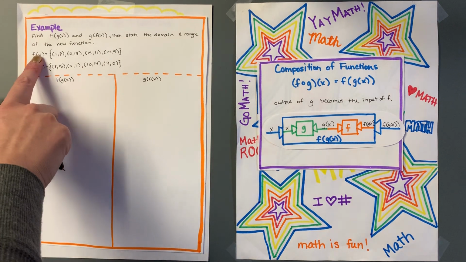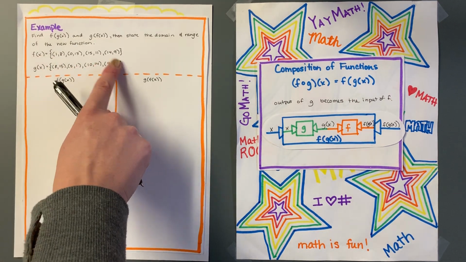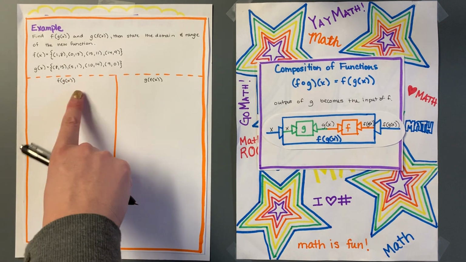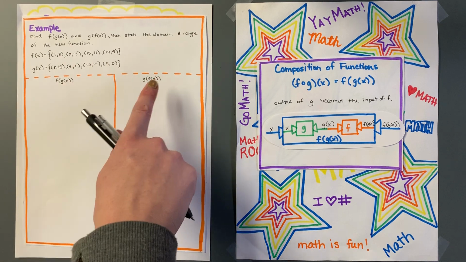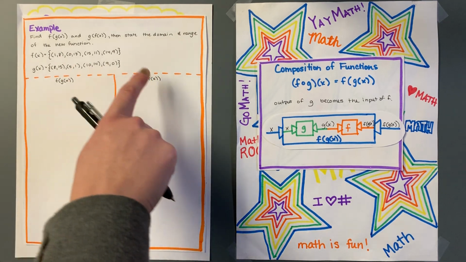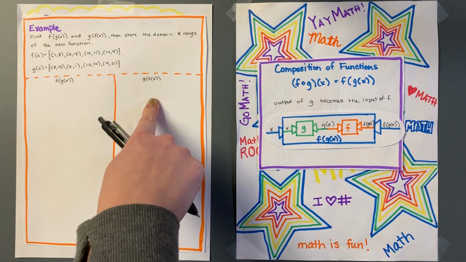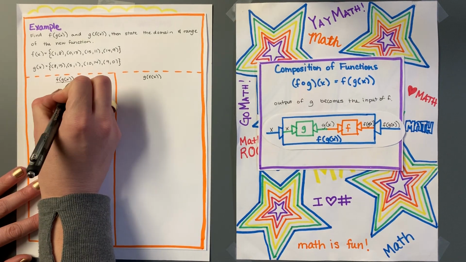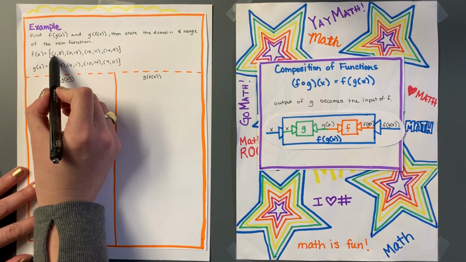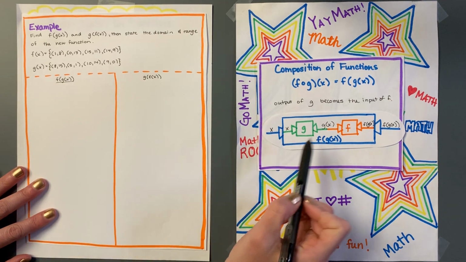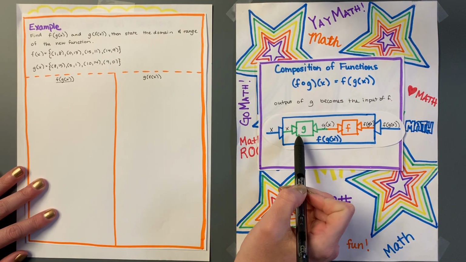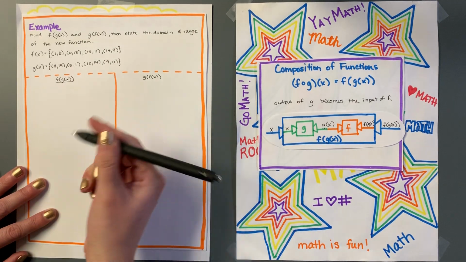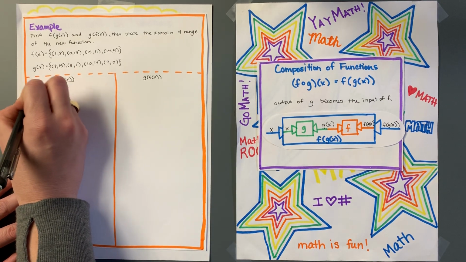Here I have a function f of x, which is a set of ordered pairs, and my function g of x, which is also a set of ordered pairs. I want to find f of g of x, and I want to find the domain and range of that, and I also want to find g of f of x and find the domain of that. To start, to find my f of g of x, I need to take each of the inputs to g of x. So what's happening here is my x values are first going to enter g of x, which is the inside function.